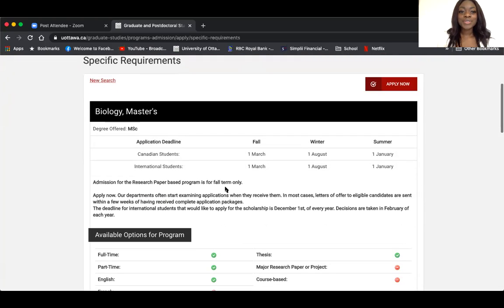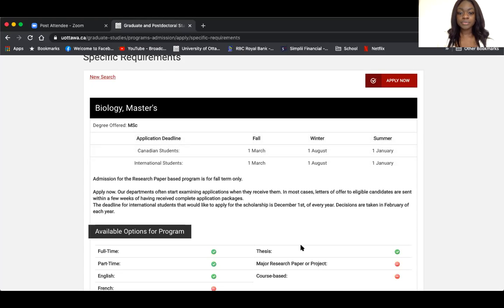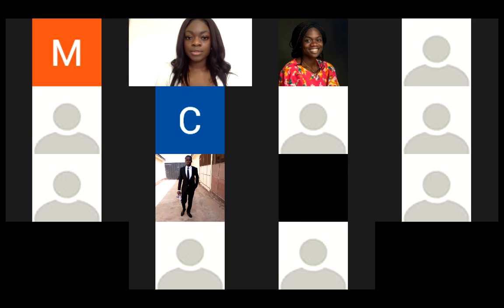So you can see that it has all the different deadlines. Specifically for international students, if I wanted to apply for fall, so like September 2021, I would have to submit everything by March 1st. If I wanted to apply for winter 2022, I'd have to have everything in by August 1st. If I wanted to apply for summer of 2021, then January 1st. So it nicely lays out all the different requirements and the deadlines you have to submit all your documents by in order to apply. Okay, so I'll go back to my PowerPoint.